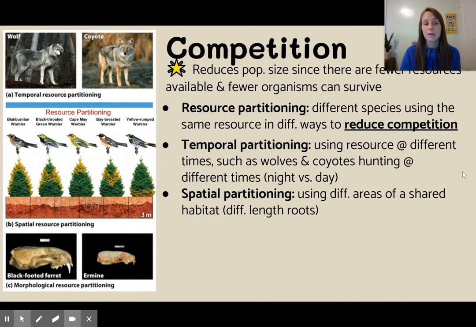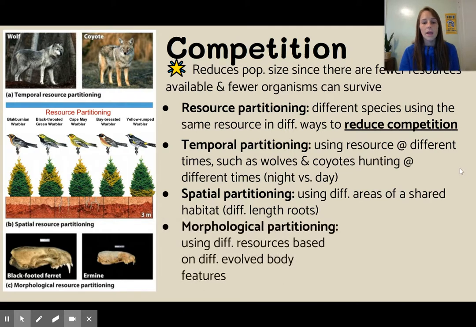Another example of this can be with different types of warblers, where they live in different sections of the tree. So if you look at the yellow shaded, that's where each species lives. So they each can have their own part of the tree, and they aren't competing for the exact same space there. And another one is morphological partitioning.